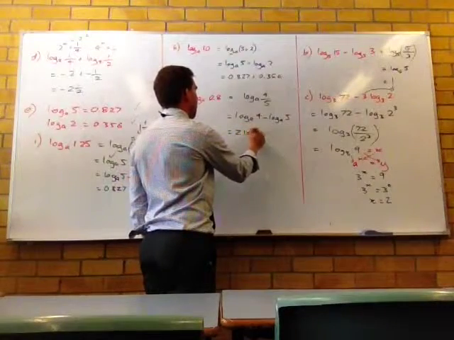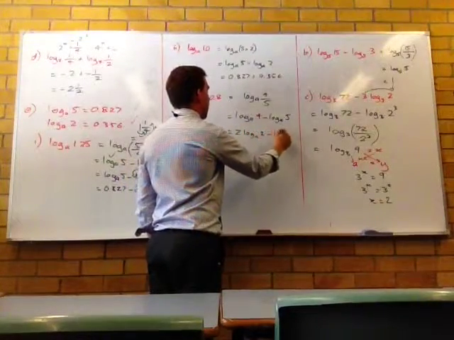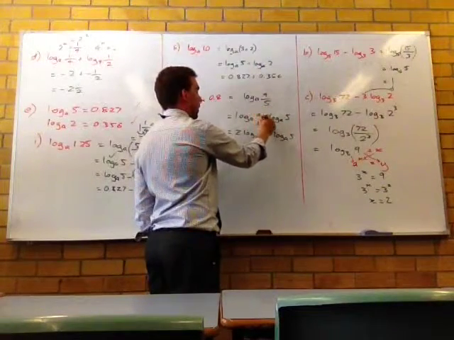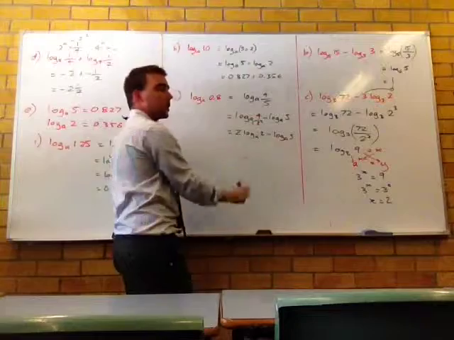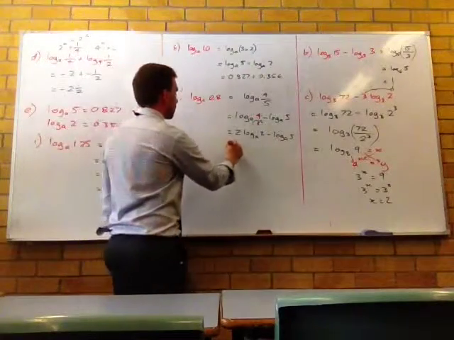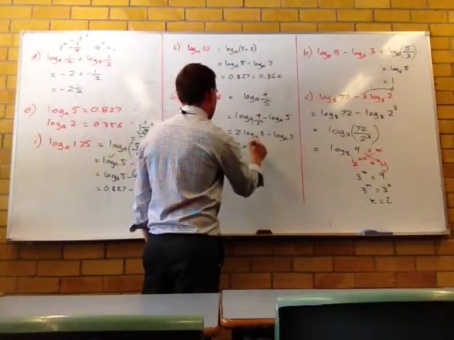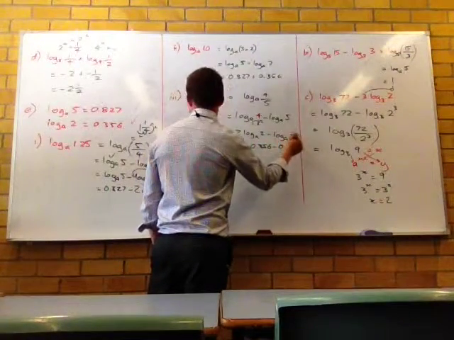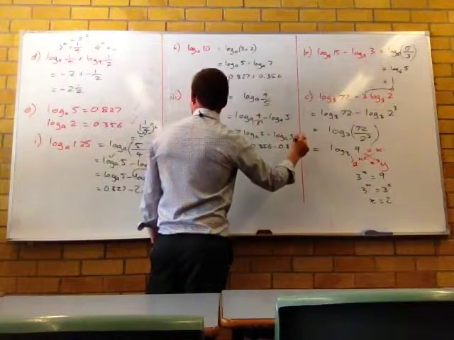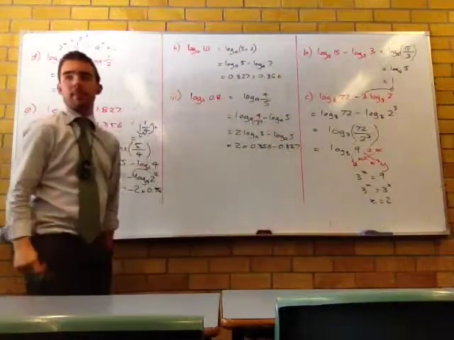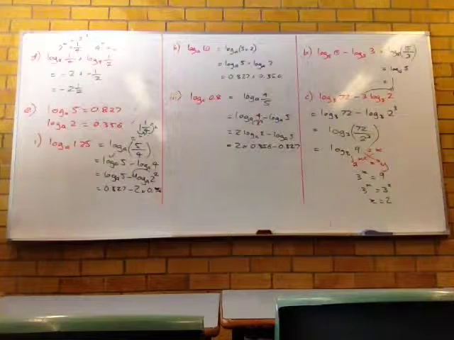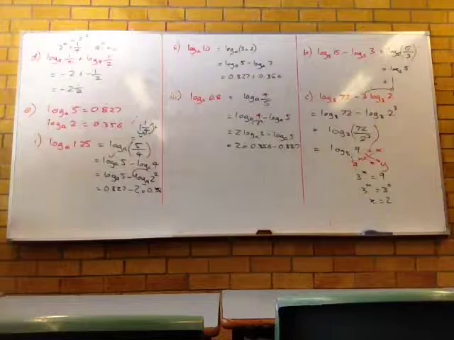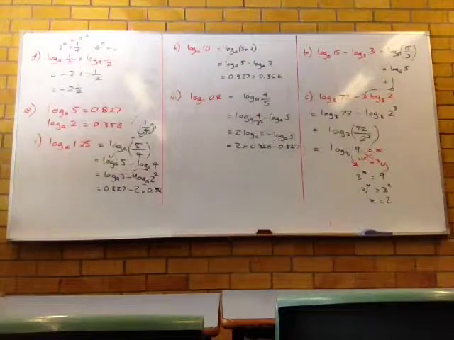It's going to be 2 log a of 2, take away log a of 5. So this was 2 squared, and then you bring the 2 down. That's why it's over here. So 2 times 0.356, take away 0.827. Okay, so a bit of manipulation, and they can get a bit more tricky and not so obvious. Alright, so that's just a starter.